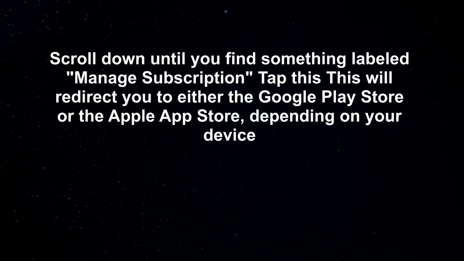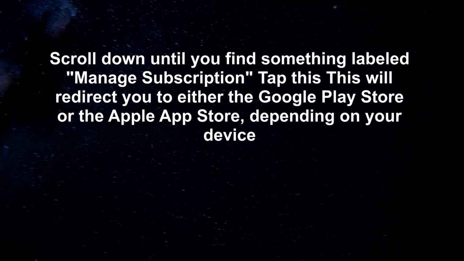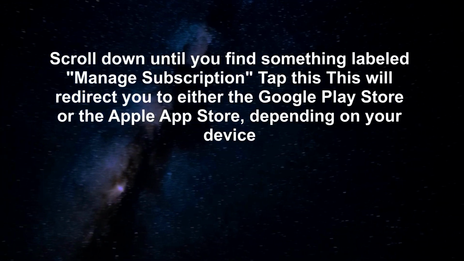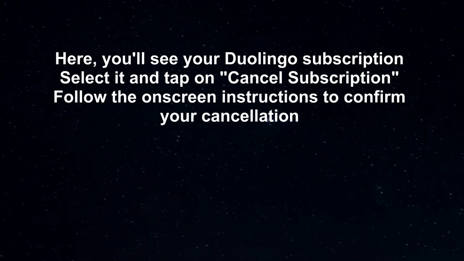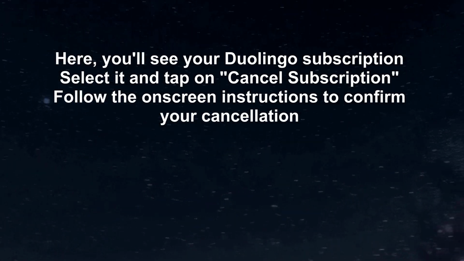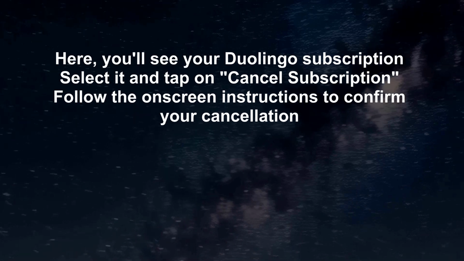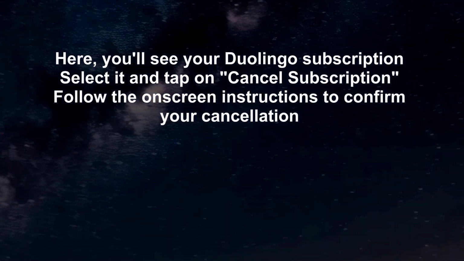Tap this. This will redirect you to either the Google Play Store or the Apple App Store, depending on your device. Here, you'll see your Duolingo subscription. Select it and tap on Cancel Subscription. Follow the on-screen instructions to confirm your cancellation.